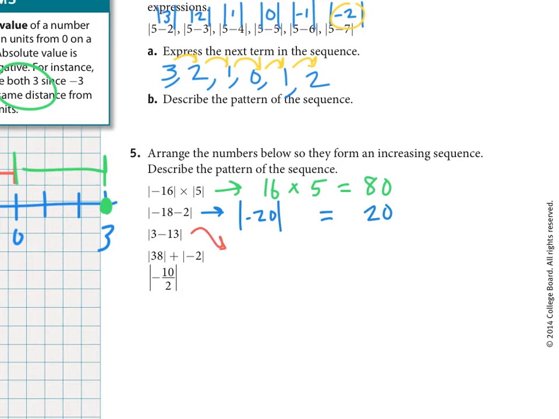Okay, next one. 3 minus 13. That is negative 10, right? We have not taken the absolute value yet, so I'm still going to write the bars. Now the absolute value of negative 10 is 10.